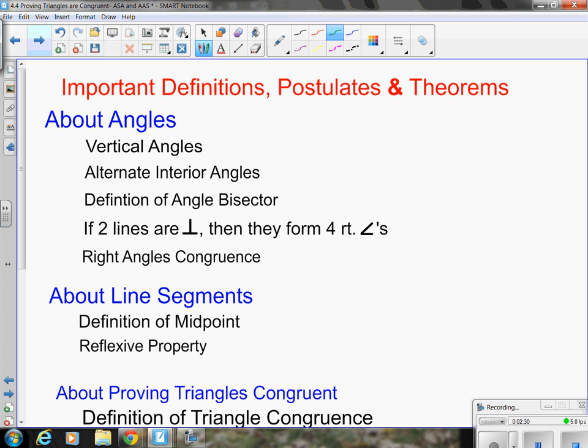Important things to remember that we already kind of used: the vertical angle theorem is very helpful for showing angles are congruent, alternate interior angles and corresponding angles, and all those theorems from chapter 3. The definition of an angle bisector. Remember, a bisector divides a segment into two congruent parts, or in this case, divides an angle into two congruent parts.